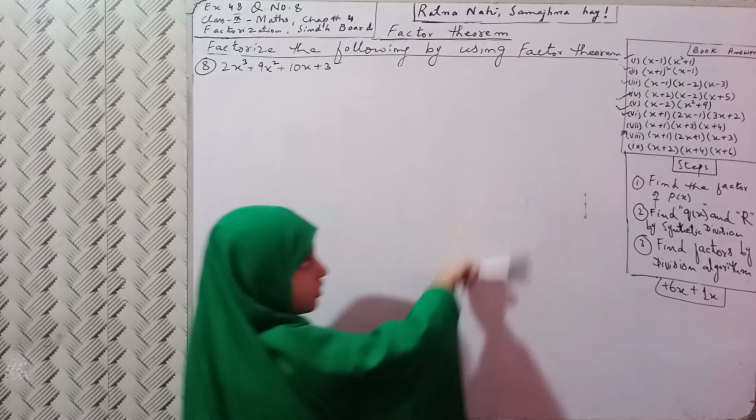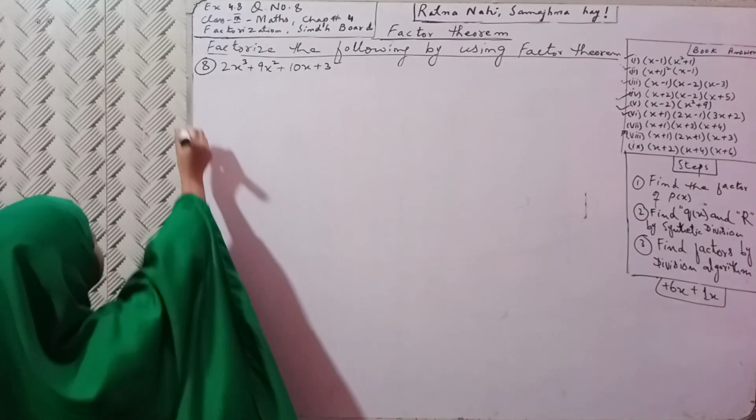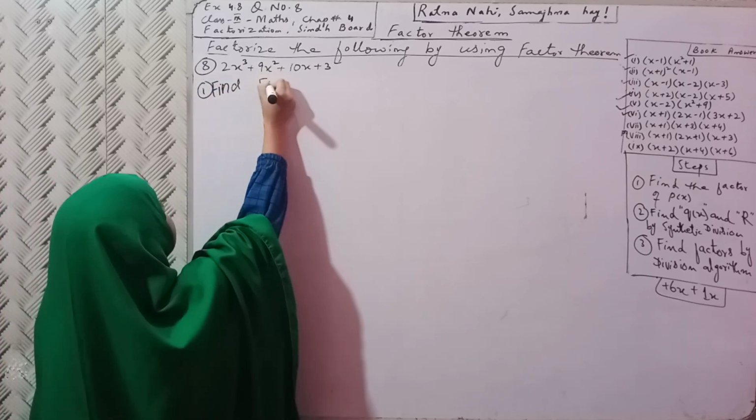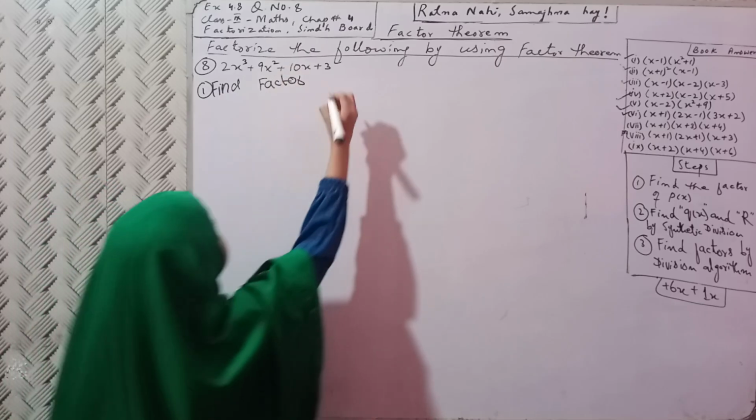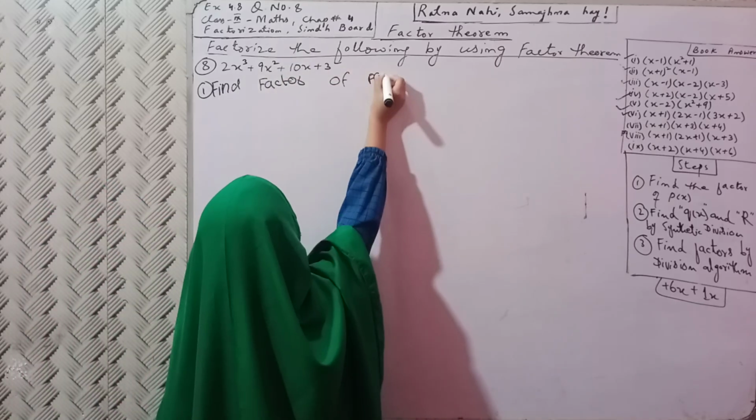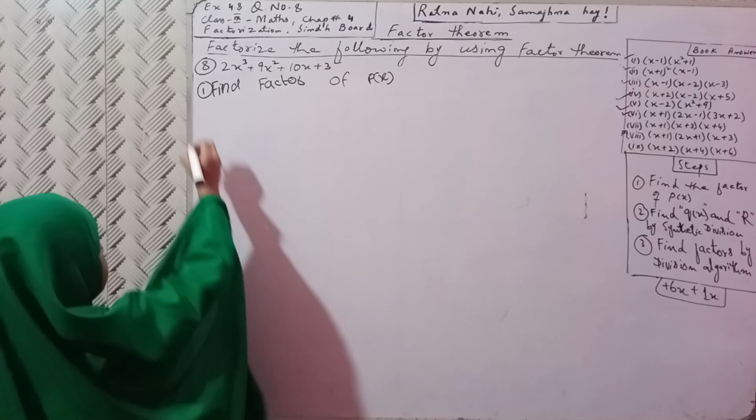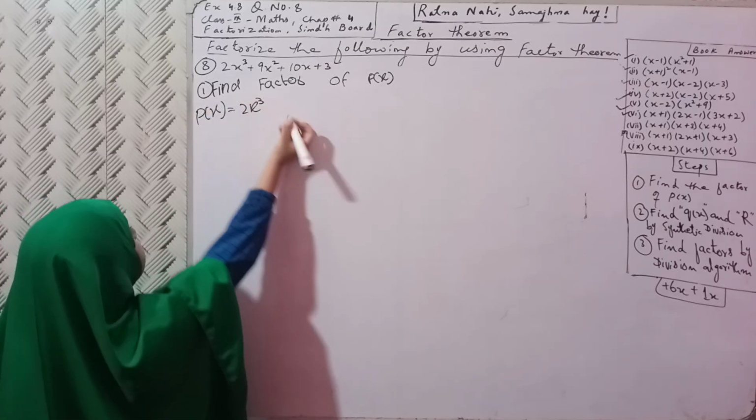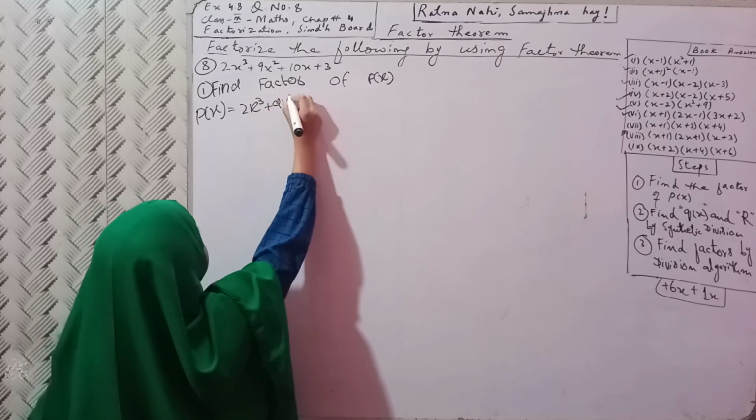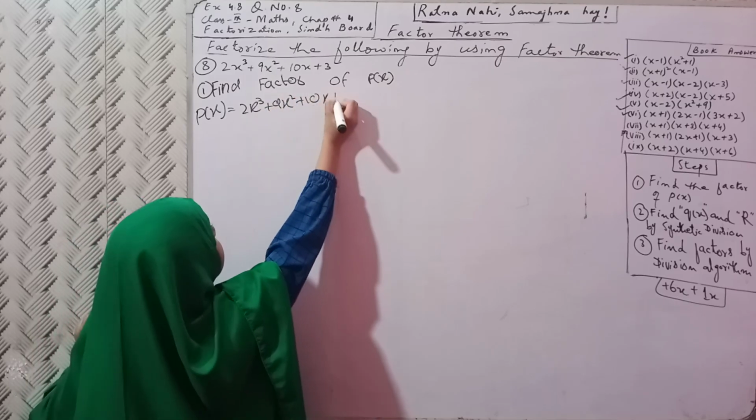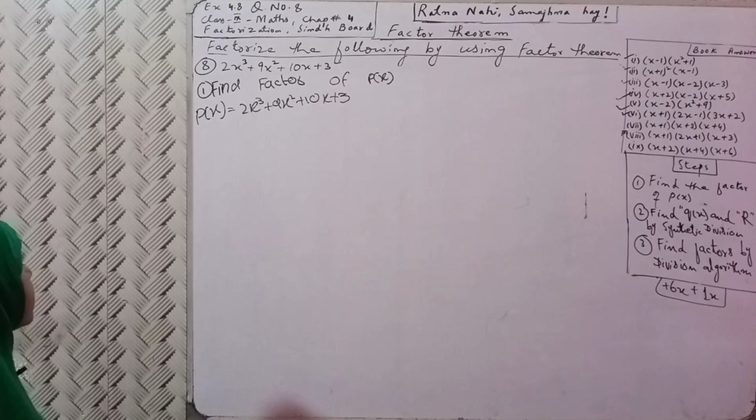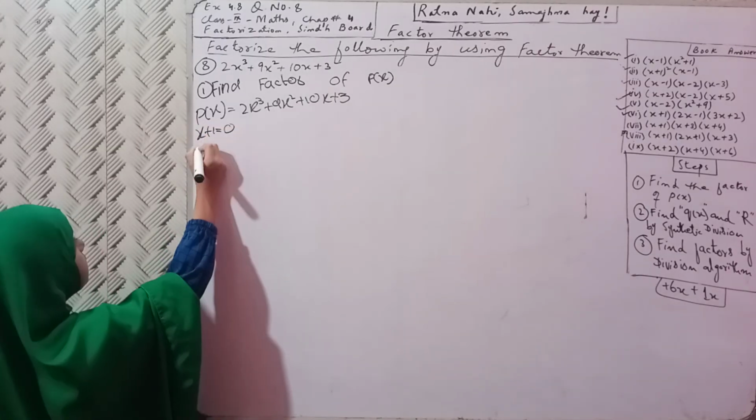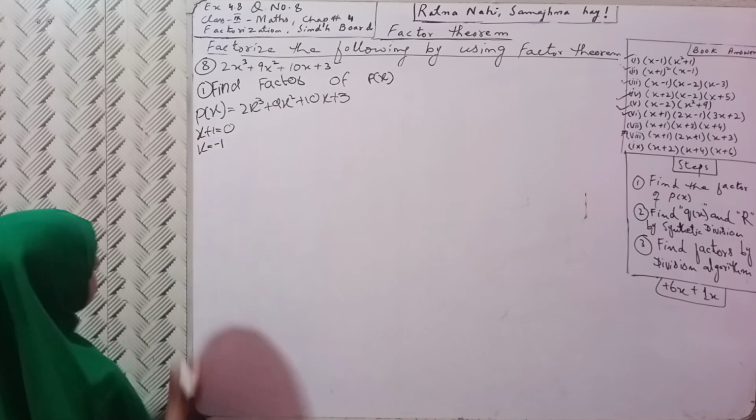Okay, so the book answers and the steps are written. First step is find the factor of p(x). Here p(x) is equal to 2x cube plus 9x square plus 10x plus 3. Okay, so here x plus 1 is equal to 0 and x is equal to minus 1.